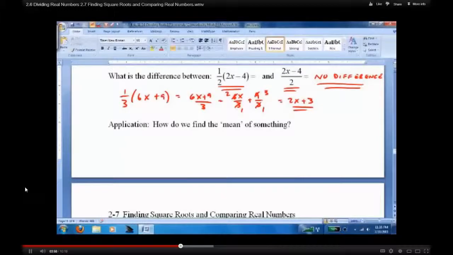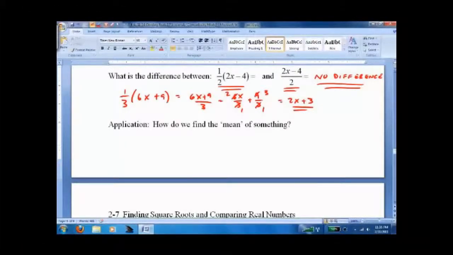And here's an application. How do we find the mean of something? Well, division. If we have a set number of scores, in this case we'll say 6 of them. People got a 19 out of 20 on a test, 17 out of 20, 16 out of 20, 14 out of 20, 15 out of 20, and a 20 out of 20. And I would say what's the average, which is what mean really means.